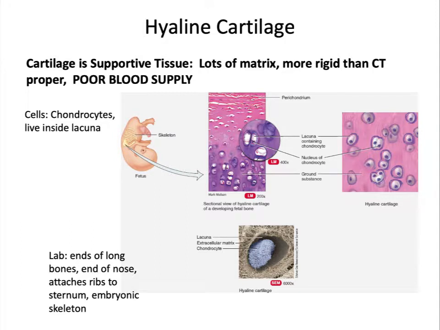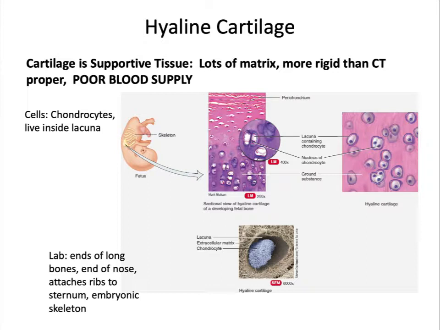Let's move on to supportive tissue. Supportive tissue has lots of matrix and is more rigid than the connective tissues that we've previously discussed. The first type of supportive tissue is cartilage, and there are three types of cartilage. The first one's hyaline cartilage. Hyaline cartilage is made by chondrocytes.